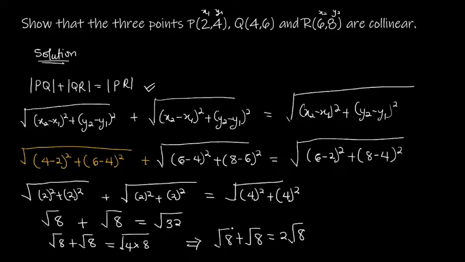So over here we have root 8 plus root 8, so let me do that. Root 8 plus root 8 will give us 2 root 8, and this is equal to this side, which is also 2 root 8. So we can see that the left hand side is equal to the right hand side, and so the points P, Q, and R are collinear points.